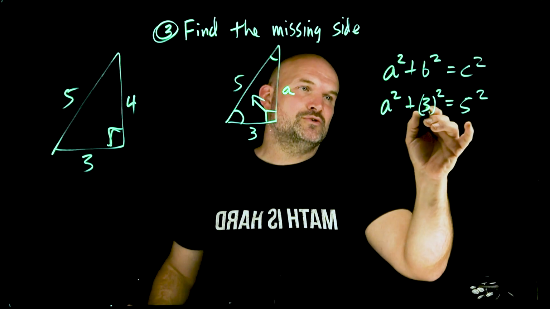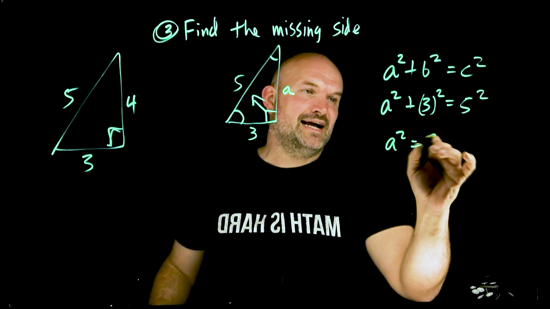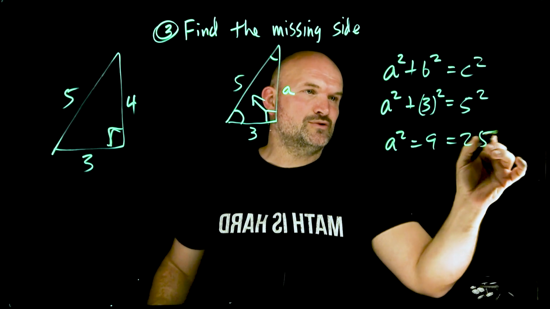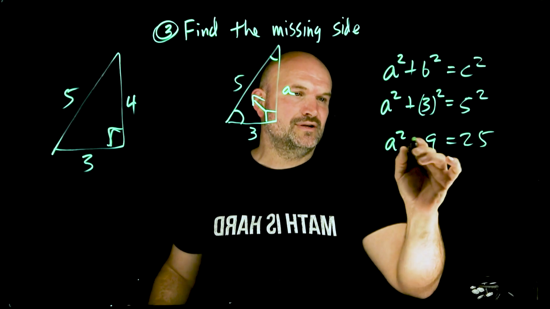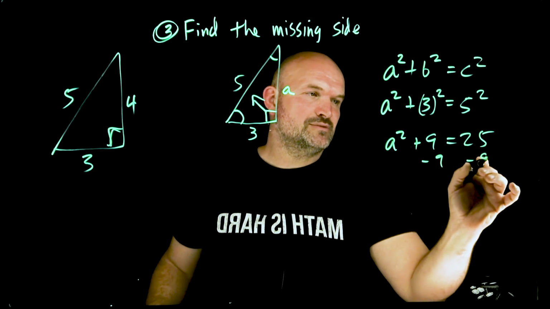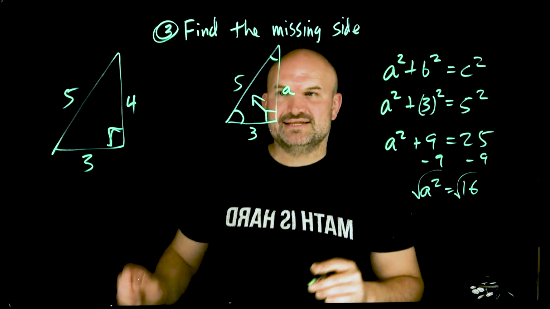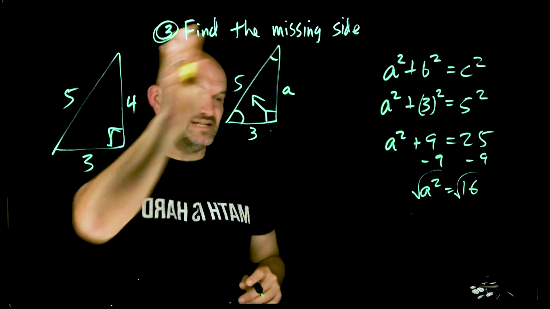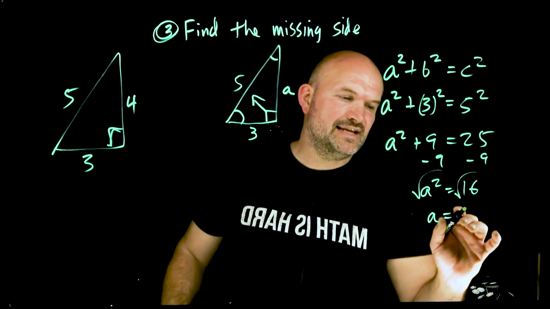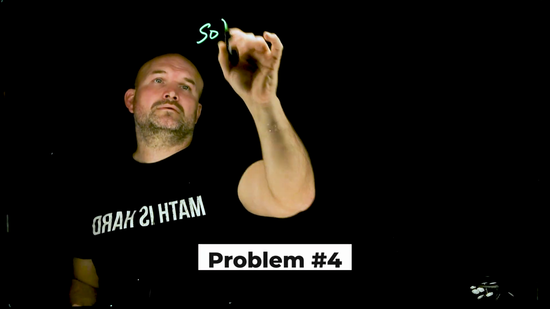So in this case, we're going to square the 3, which is going to be a 9. And that's going to be a 25. Now let's go ahead and subtract the 9, and I get a squared equals 16. Take the square root of both sides. Now again, we're only dealing with positive sides of our triangle, and therefore you can see that a is equal to 4.